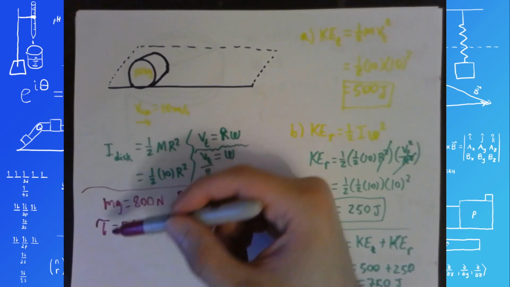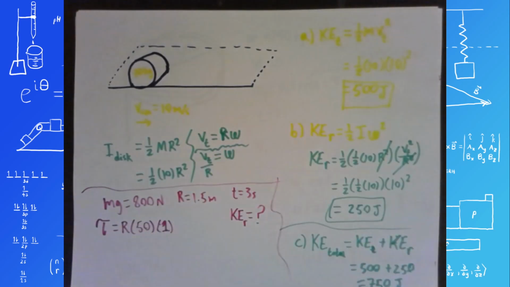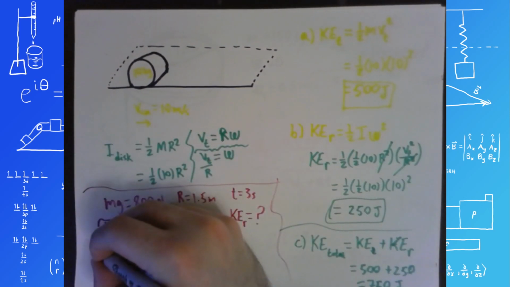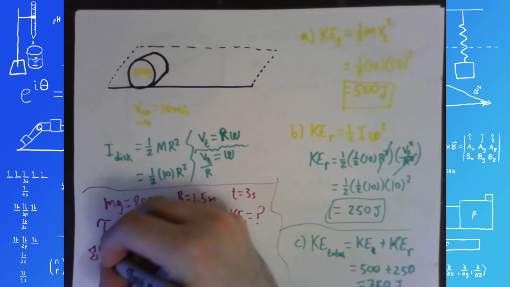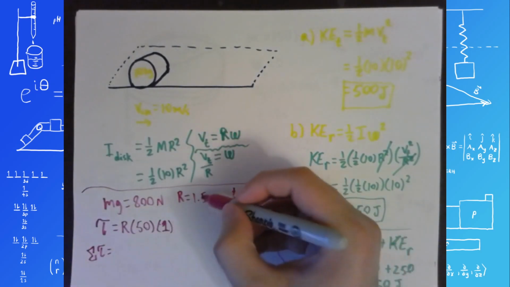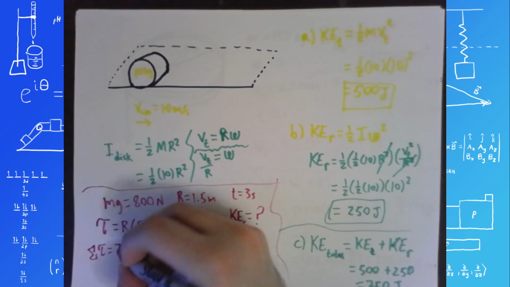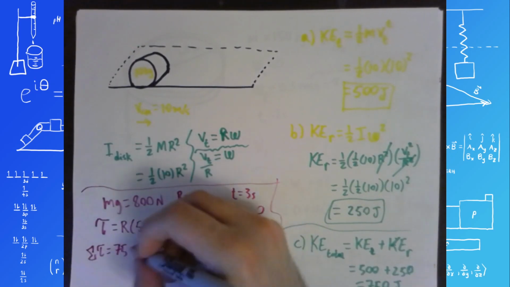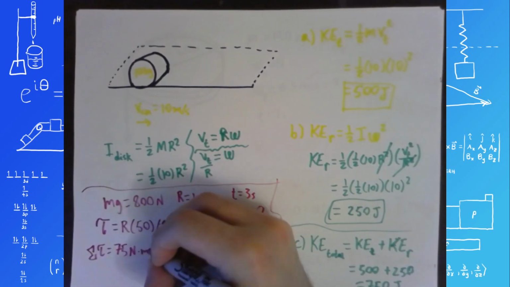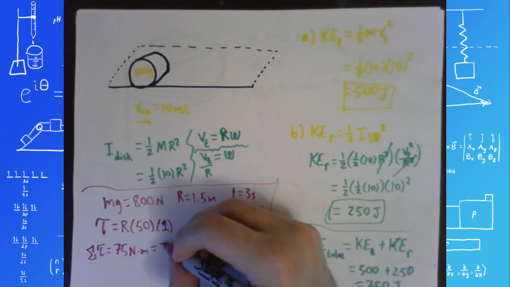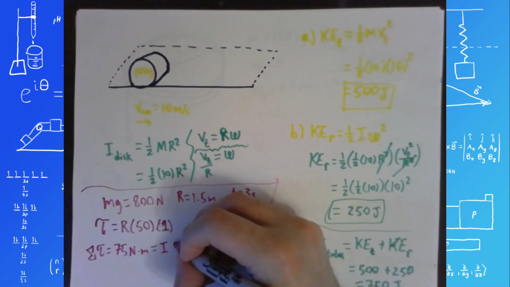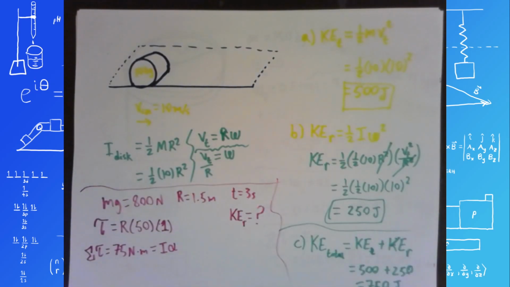Okay, since that pulling force is the only force that's creating a torque on this merry-go-round, it must amount to the net torque. So net torque is equal to, let's see, 1.5 times 50 times 1. 1.5 times 50 is 75 Newton meters. This is equal to the moment of inertia of the merry-go-round times its angular acceleration.